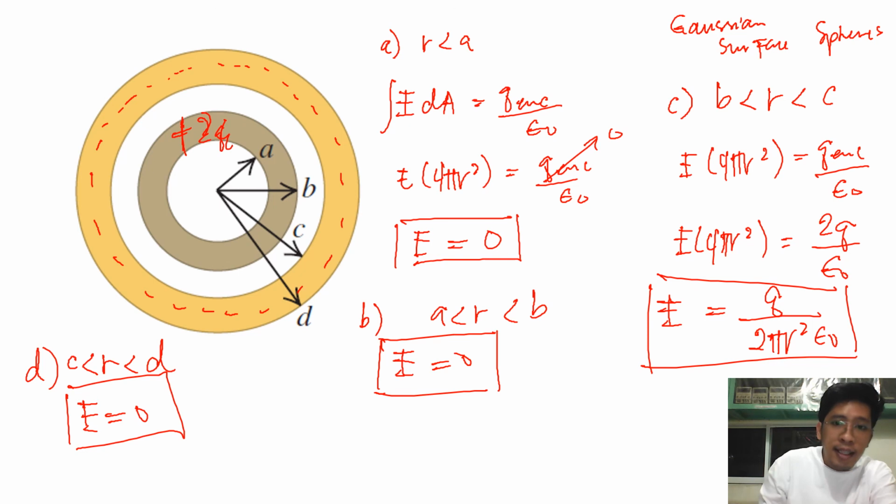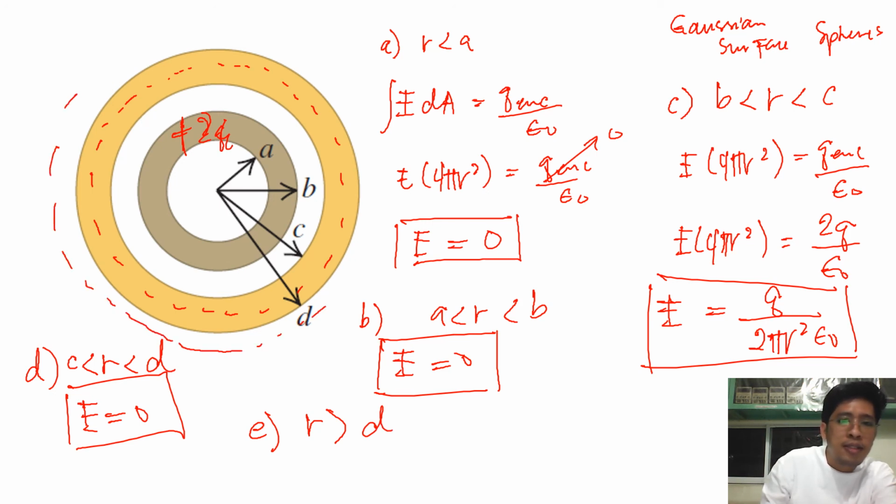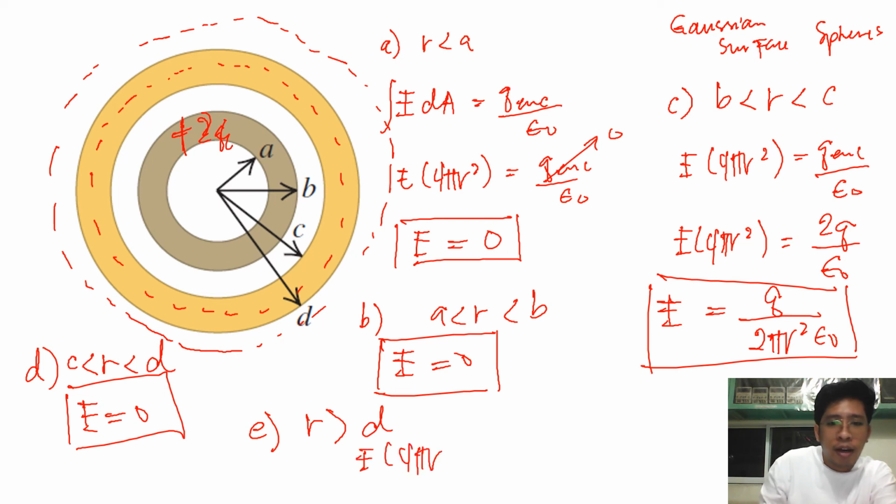And then lastly, letter E. What is the electric field when r is greater than d? Meaning, what is the electric field when your Gaussian surface is enclosing your two spherical shells? So you still have E times 4 pi r squared equals Q enclosed over epsilon naught. What's your Q enclosed here?